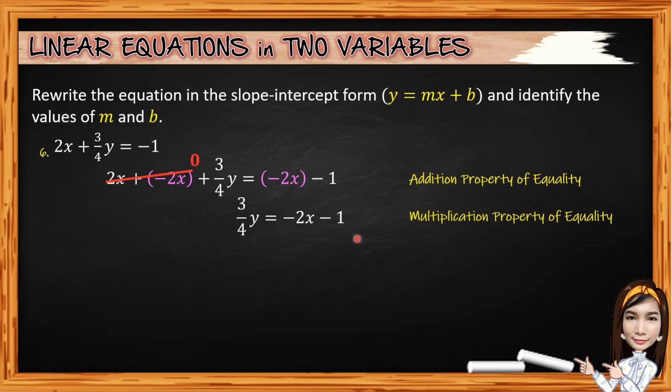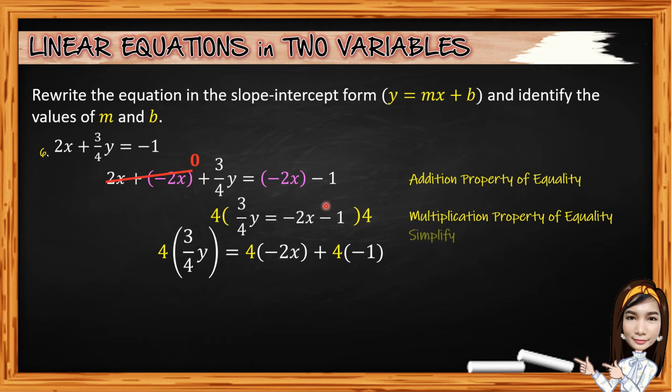Then, using the multiplication property of equality, we are going to multiply both sides by 4, so we can eliminate the denominator 4. So multiply each term by 4. We have 4 times the quantity 3/4y equals 4 times -2x plus 4 times -1. Then simplify. 4 divided by 4 is equal to 1.